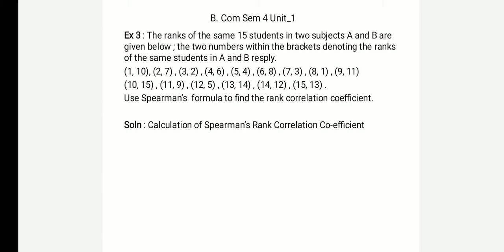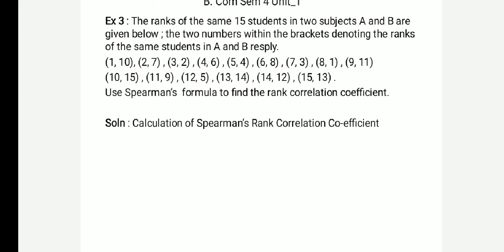Let us take up an example, it would be more clear. The ranks of the same 15 students in two subjects A and B are given below. The two numbers within the brackets denote the ranks of the same student in A and B. In the first bracket, the rank of A is 1, so the corresponding rank of B is 10. Similarly, in the second bracket, the rank of A is 2 and the corresponding rank of B is 7, etc.